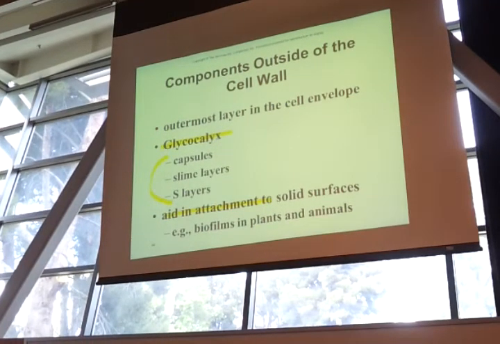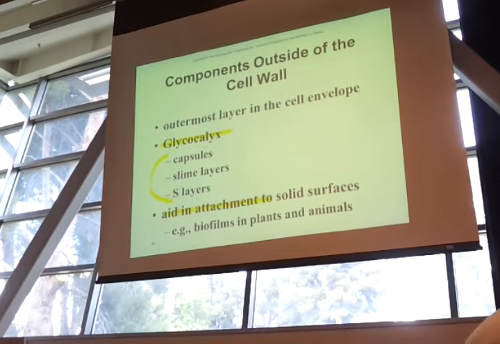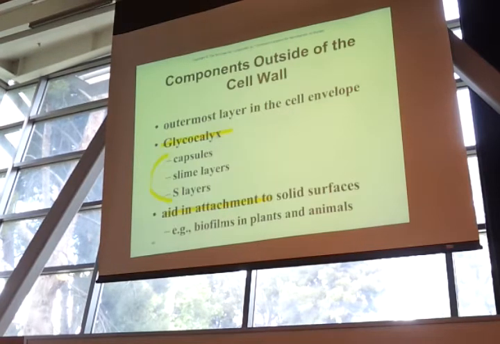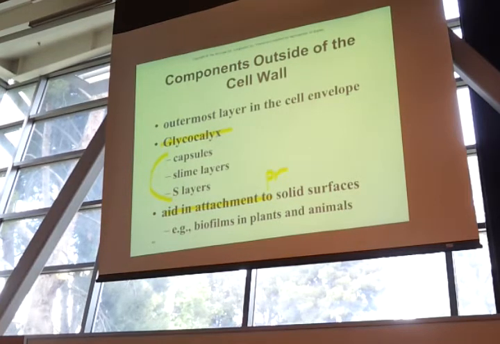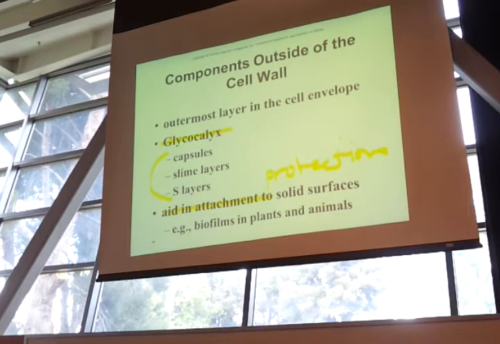They aid in attachment. They protect the cell, so that's not written on here, but it'll be on each one of those. So you might as well add that to protection. I mean, that makes sense that anything outside of the cell is going to have some protection.